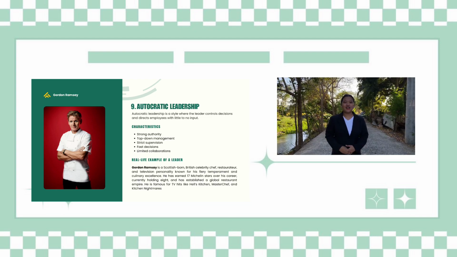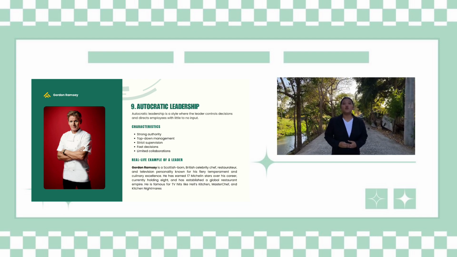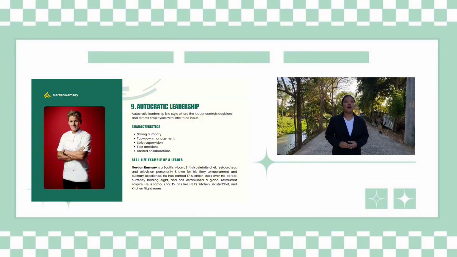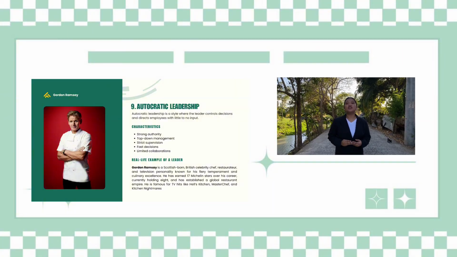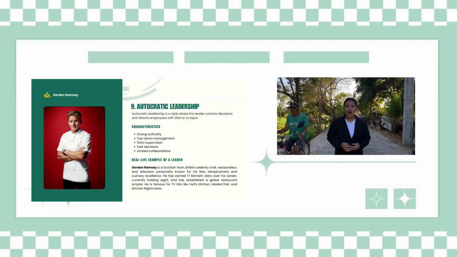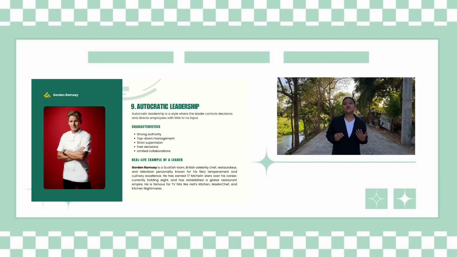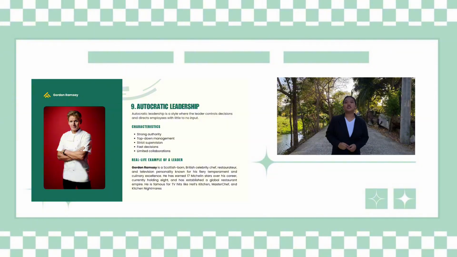Now, let's move to its key characteristics. Autocratic leadership is known for strong authority, meaning the leader is always in control. It also follows a top-down approach, where instructions come only from the leader. There is strict supervision, so employees are closely monitored. Another characteristic is fast decision making, since there is no need for group discussion. And lastly, there is limited collaboration, meaning employees have fewer opportunities to share their ideas.